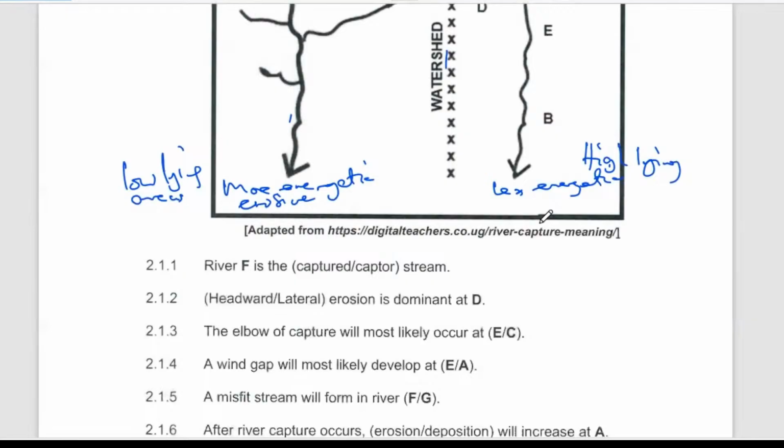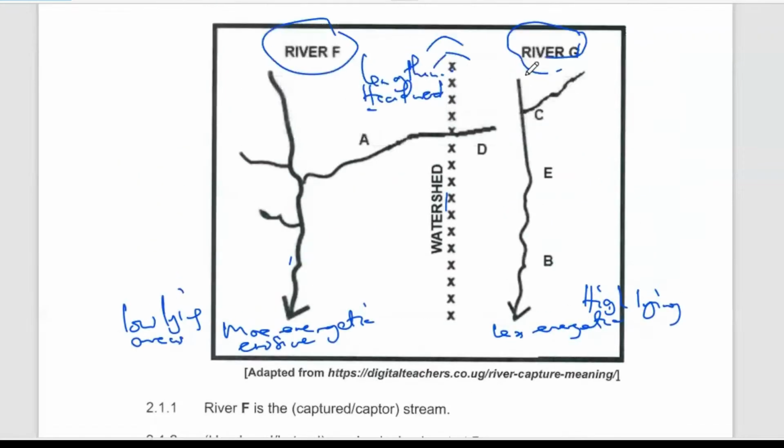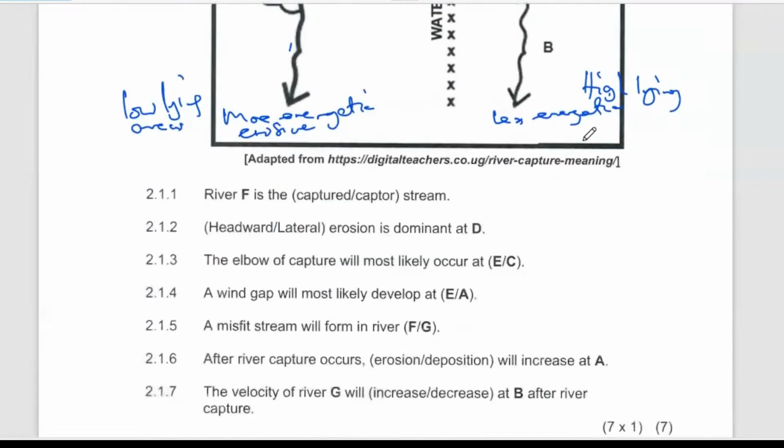Right, let's go to our questions and try to quickly answer them. Right, River F is the captured or captor. Right, we are looking at River F. River F is the one which is capturing. So it is the captor. It is the one that is intercepting.